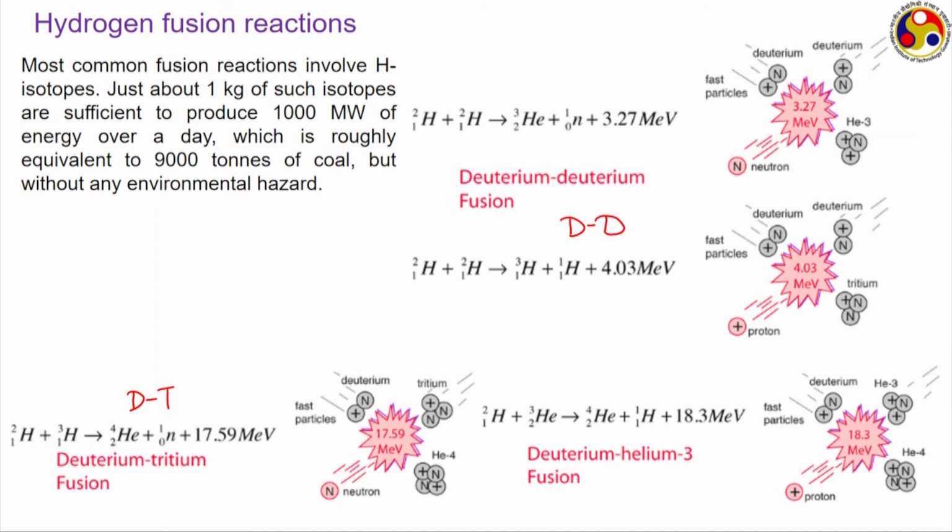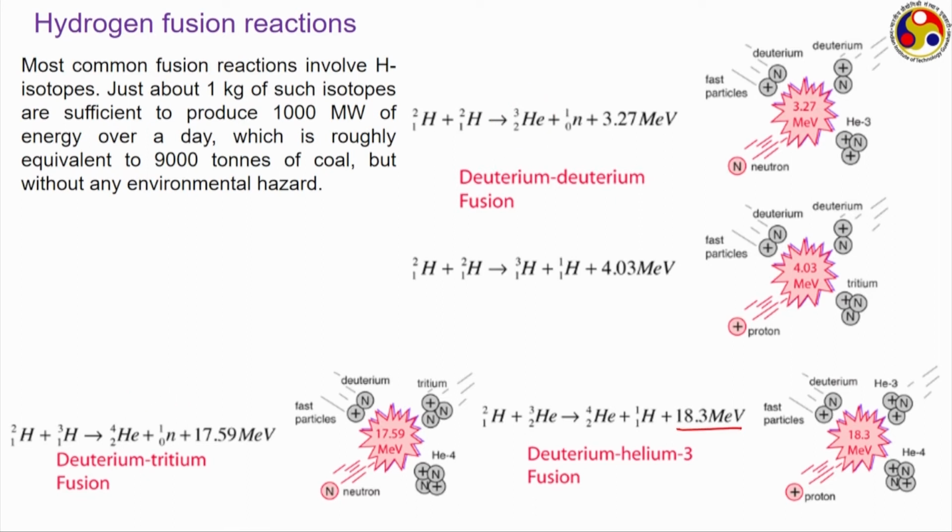And there can be another possibility: once the DD reaction produces this 2He3, that can also react with deuterium to produce 2He4 plus a proton, releasing an even higher amount of energy, 18.3 MeV.